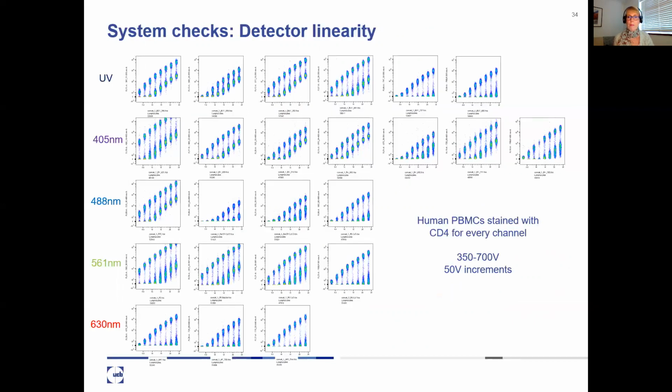And just to finish off, the general assessment, I thought I'd put this slide in as well. These are human PBMCs that have been stained with CD4, which is a T cell marker. So we have some cells that are positive and some cells that are negative. And then the cells were collected and the settings on each detector were increased by 50 volts. And we collected it in a range from 350 to 700 volts. And you can see, you don't need to be a cytometrist to see that obviously the detectors are all very linear and are quite sensitive.